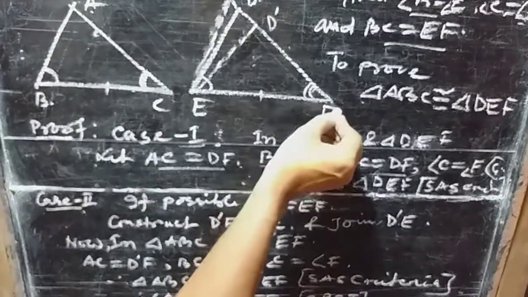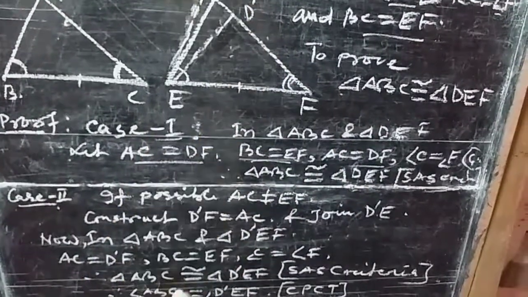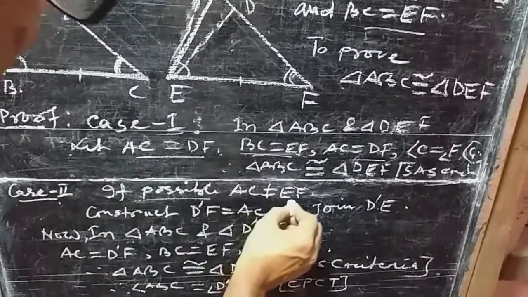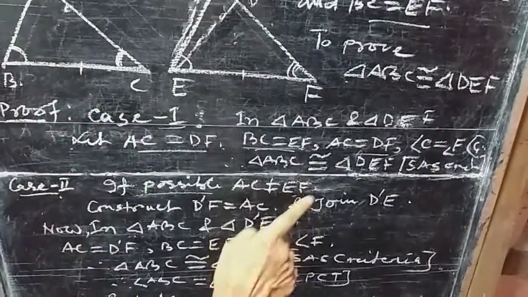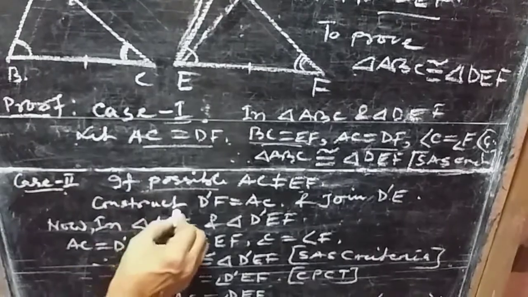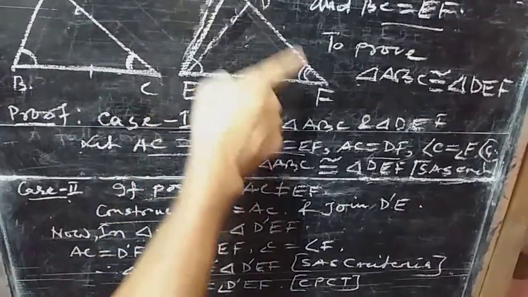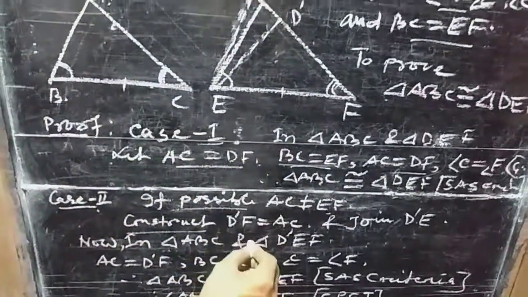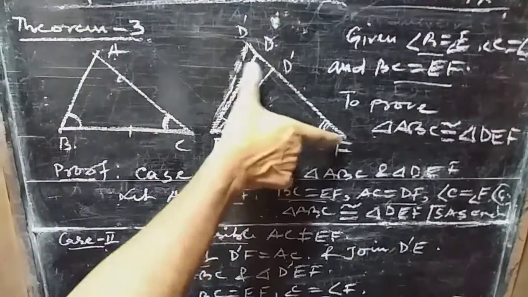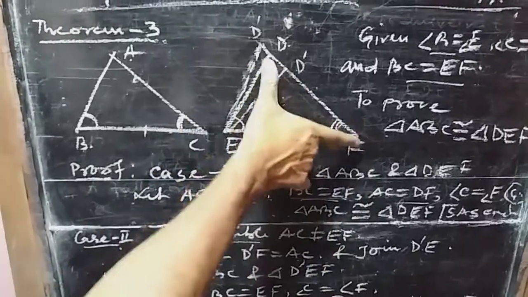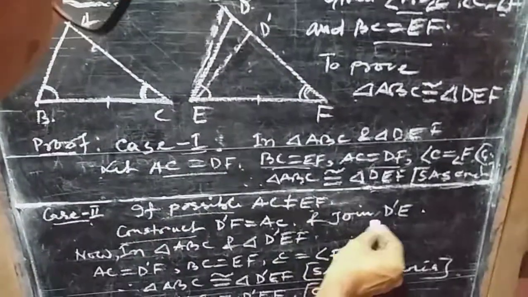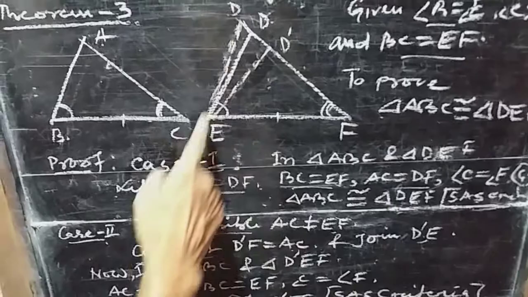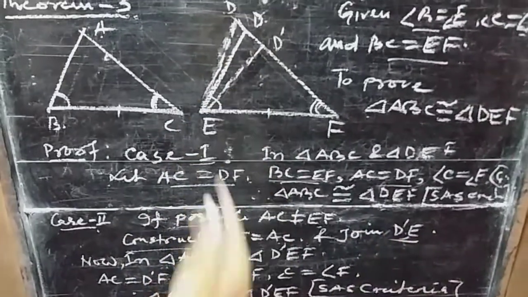Now suppose AC is not equal to DF. Suppose AC is actually equal to D dash F for some other point. If possible, we take AC not equal to DF. Then construct D dash F, which may be on this side or on the extended part, such that D dash F equals AC. Now join D dash E.